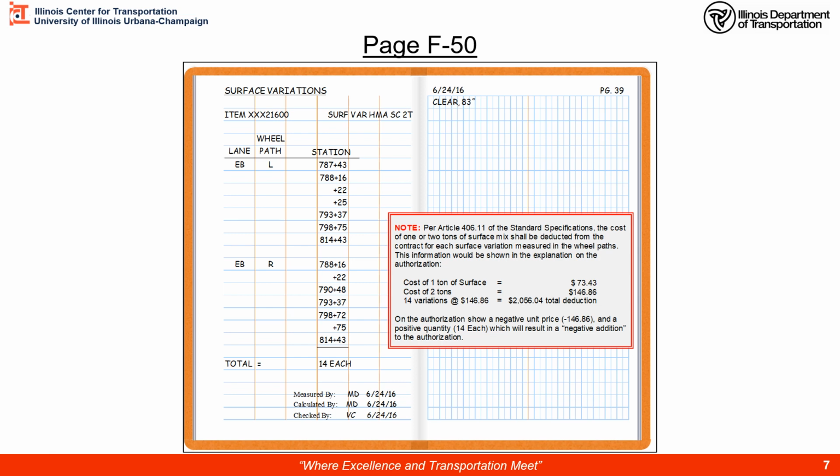And here you'll see an example of a field book to collect the surface variation data. What we have is the lane, and then the wheel path. So in this case, we're going eastbound in both cases, and then we're going the left wheel path and the right wheel path. It would also be a good idea to write down the surface variation bump that we're detecting, 3/16 of an inch in this case, and then the various stations where bumps were detected are recorded and added up.